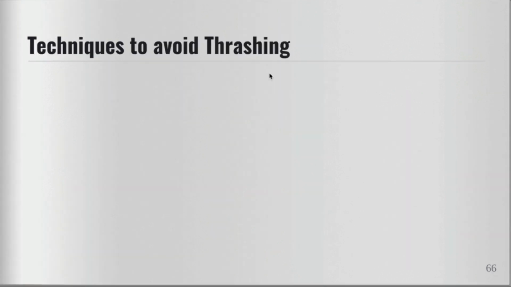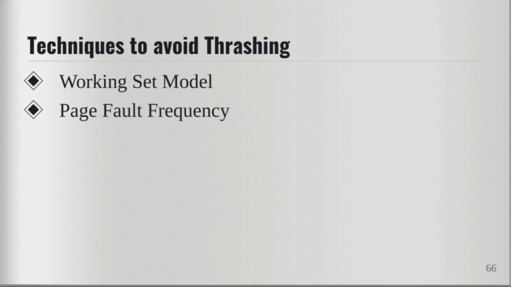thrashing. Hello everyone. In this video, we're going to talk about the different techniques that are available to avoid thrashing. So if you remember from the previous video, thrashing is basically a situation when the system or CPU is spending most of its time servicing page faults rather than executing the actual process. If you haven't watched that, then please watch it first. So the first technique is the working set model, and the second one is page fault frequency. So let's discuss these one by one.